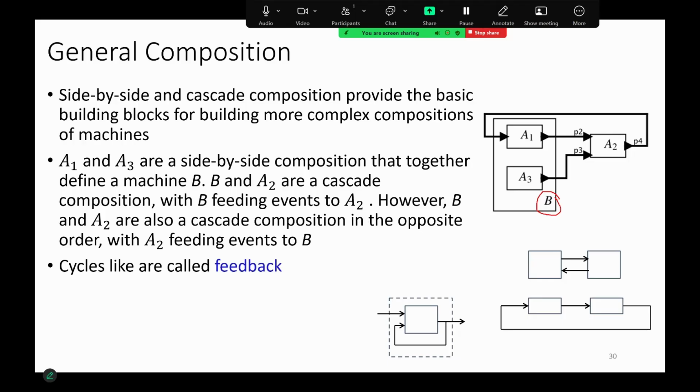We can call also B and A2 cascade in the opposite direction with A2 feeding the events to B. And cycles like this are called feedback. So this is feedback.